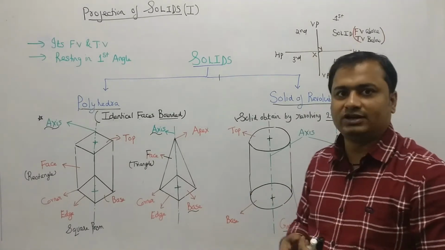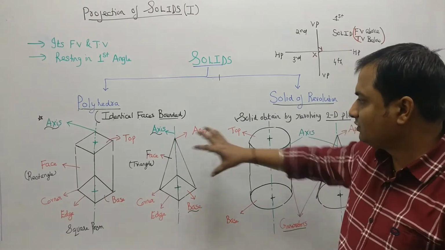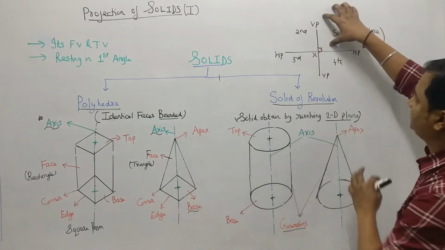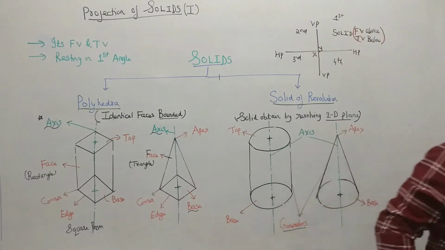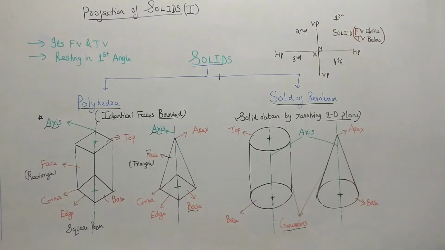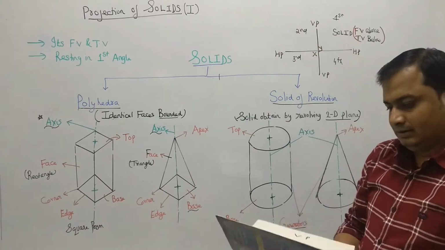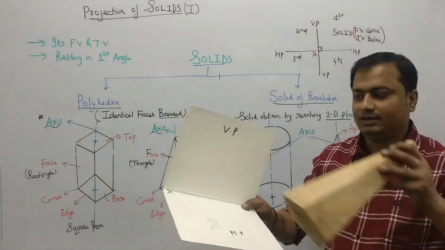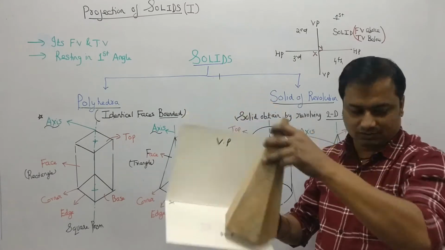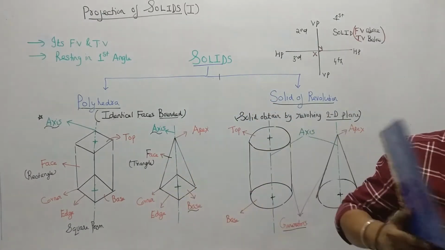So we are going to draw their front view and top view. Now these solids are going to lie in the first angle. So first angle, we all know, if this is my first angle, all the solids are going to lie in the first angle, right?